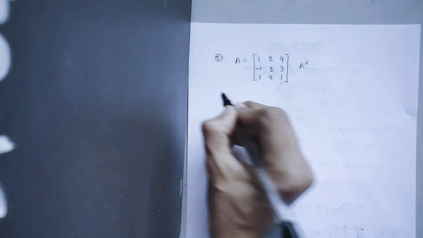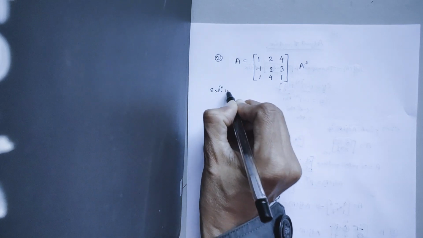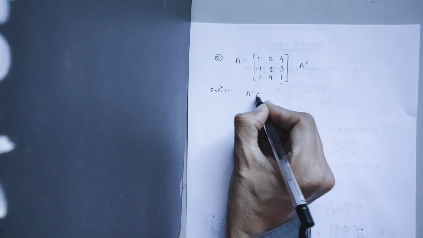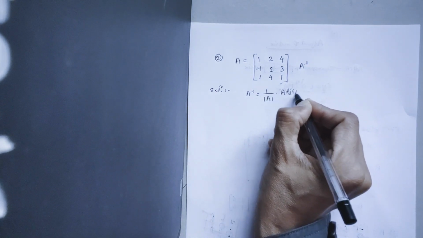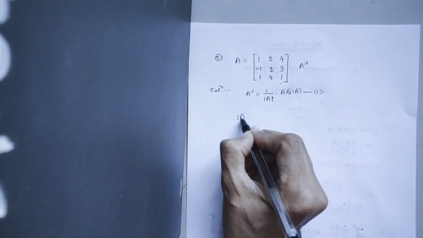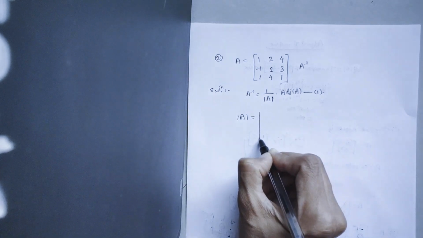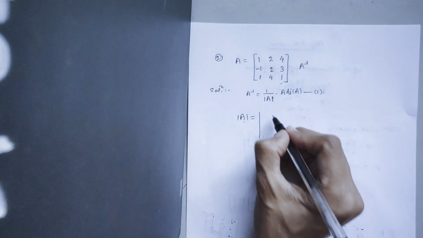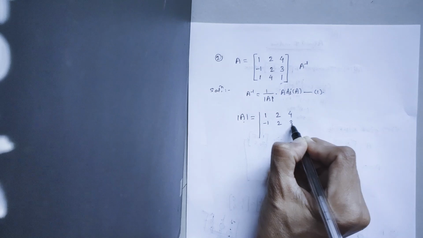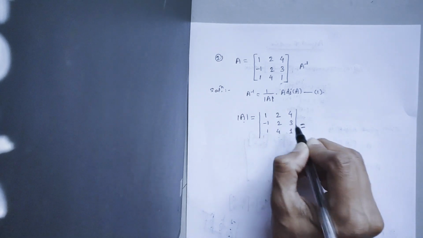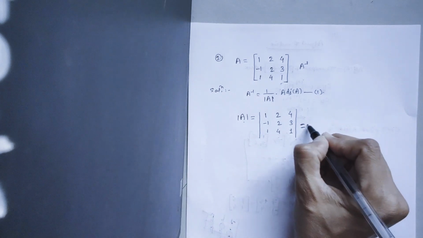So for the solution, first of all write down the formula: A inverse is given by 1 upon mod of A multiplied by the adjoint of A. Now I am finding the determinant of A to check whether A inverse exists or not. If the determinant is 0, then A inverse does not exist. 1 2 4, minus 1 2 3, 1 4 1. Now just expand or simplify it. You already know how to expand a determinant of order 3 by 3.